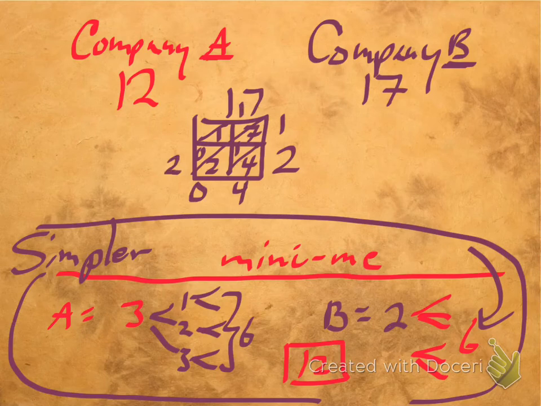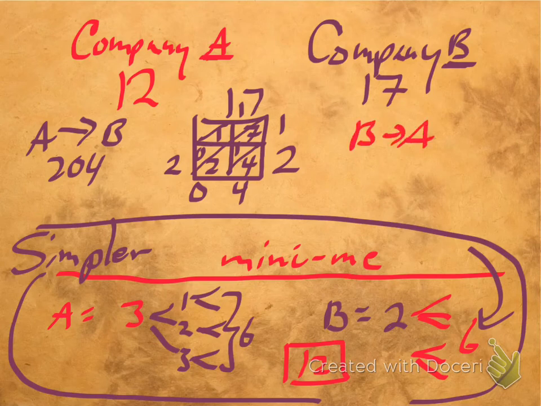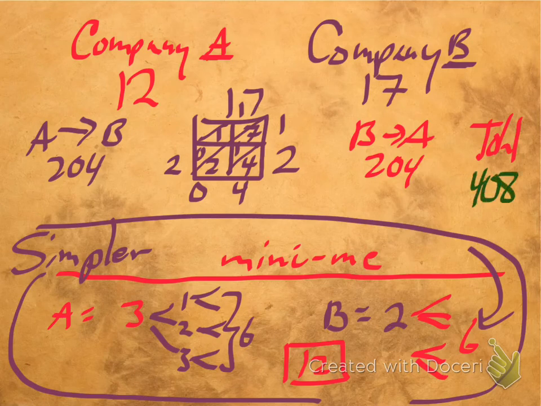So I get 204. When company A gives their cards to company B, that's going to be 204 cards. But then when company B gives their cards to company A people, that's also going to be 204 cards. So the total is 408 cards, because you have to times them by 2, or add them together, or double them. All of those things are the same. So that's really the strategy.